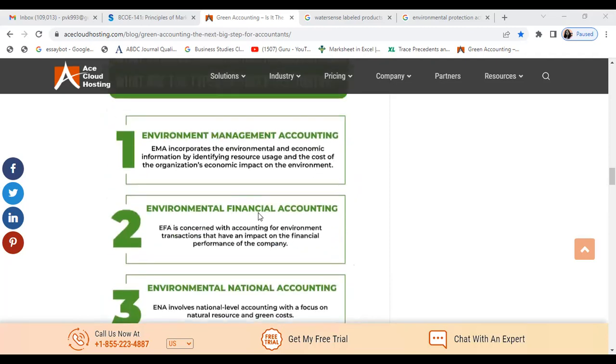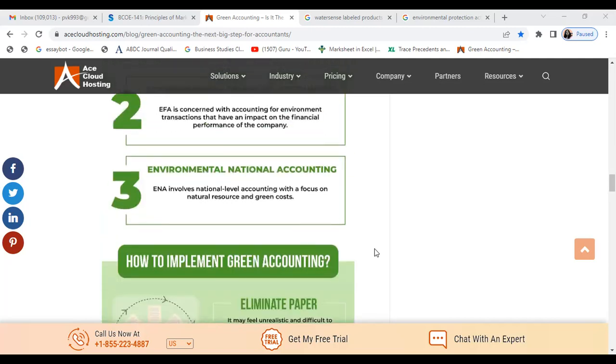Now we have the second type, environmental financial accounting. It is concerned with accounting for environmental transactions that have an impact on the financial performance of the company, because I told you that we have to include those defensive expenditure costs and hidden costs in the financial performance of the company. Companies are responsible not only to the customers, consumers or suppliers, they are responsible to society and the environment. We have to protect the environment. We should not degrade the environment. At least we have to minimize the cost, that means we have to minimize the effects on the environment by producing our goods and services. The third type of accounting is environmental national accounting, and it focuses on natural resources and green cost.